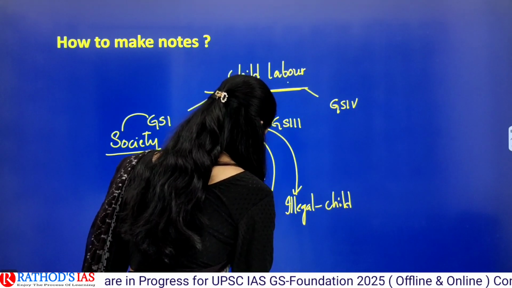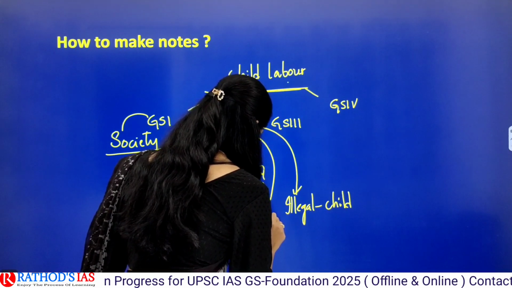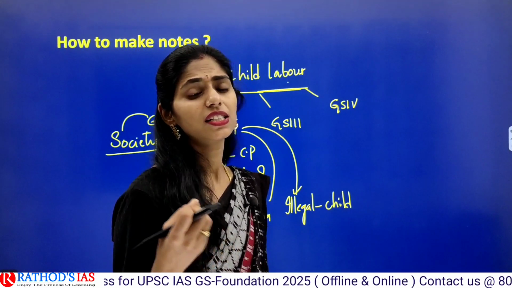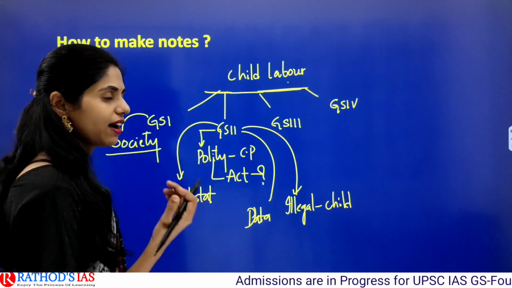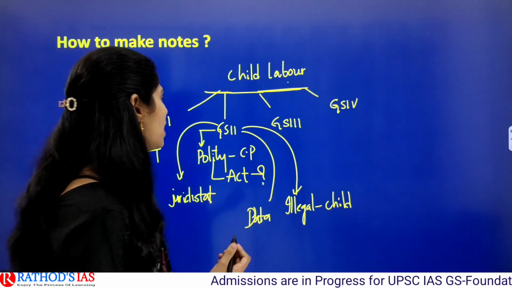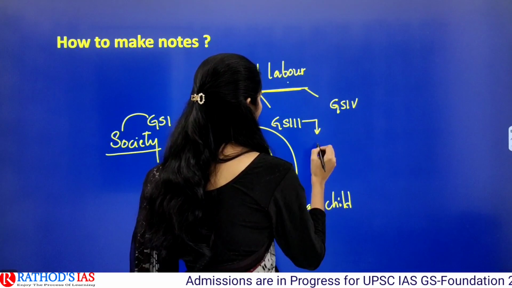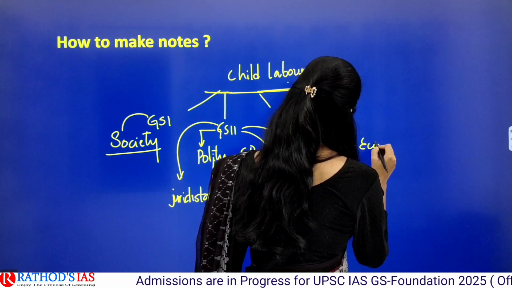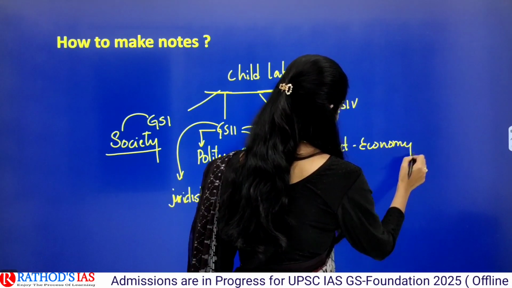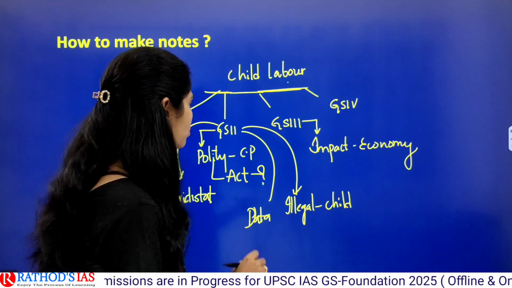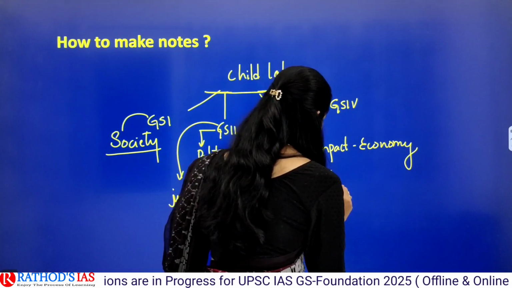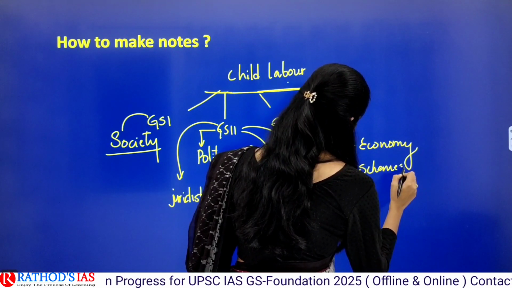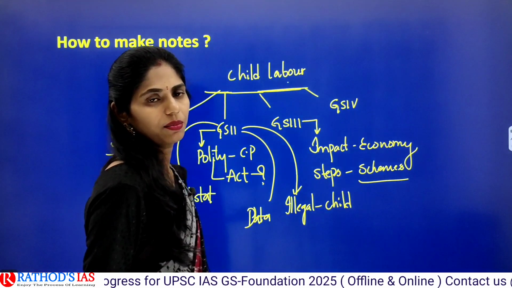And you have to see any recent data regarding child labor in India. For example, in which state child labor is very high, and what the reasons for that are. And you have to see what the impact of child labor on our economy is. And you have to see what steps have been taken by the government, for example schemes and policies regarding prohibition of child labor.